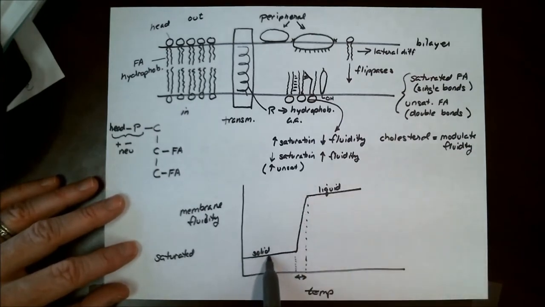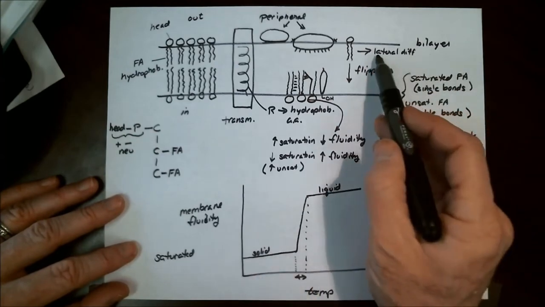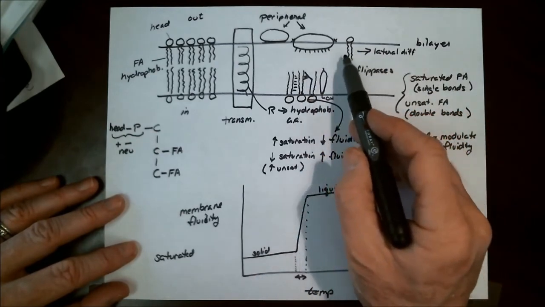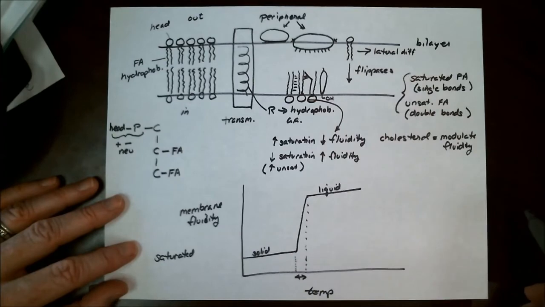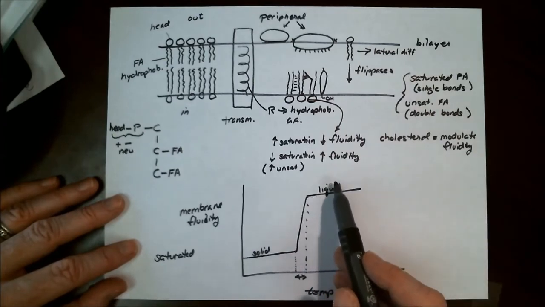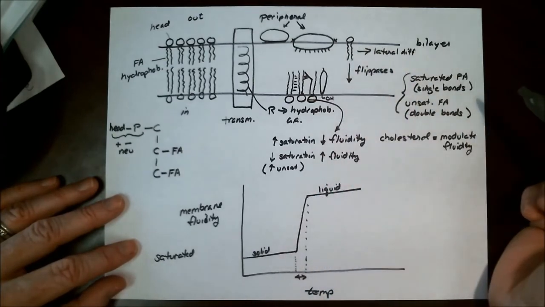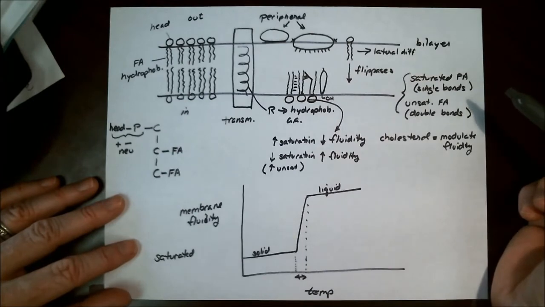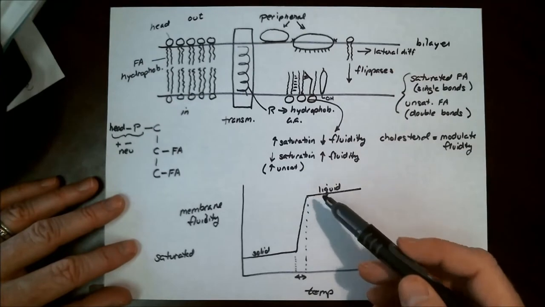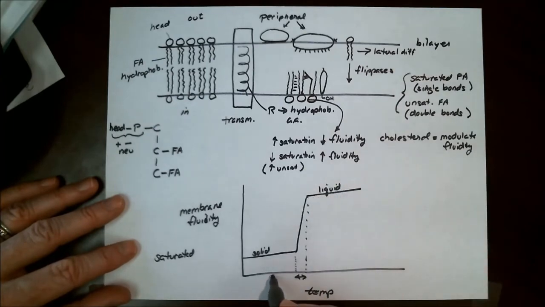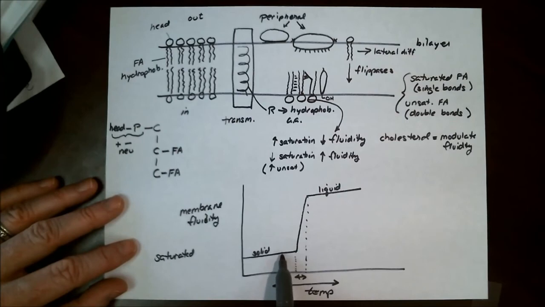We don't want them solid because we will not have lateral diffusion of proteins and phospholipids that are necessary for cell function. We don't want them liquid because there's a chance that the membrane could rupture under hydrostatic pressure and be too fluid. We want somewhere in the middle. But life is out here in this range. This is where our temperatures exist. So if we get too cold, our membranes could go solid, or they could become too liquid.